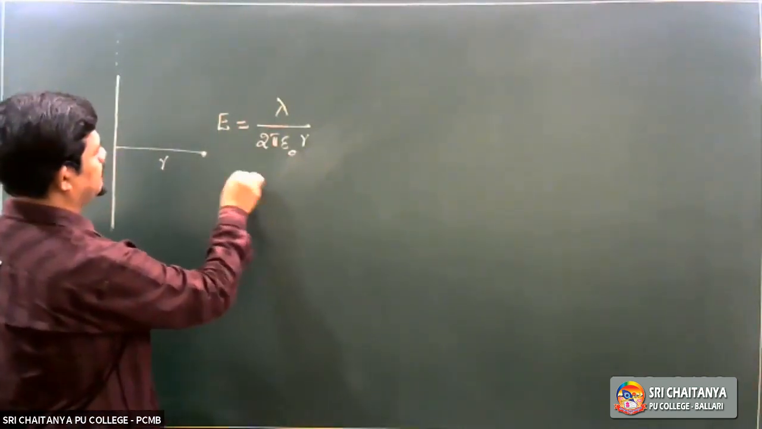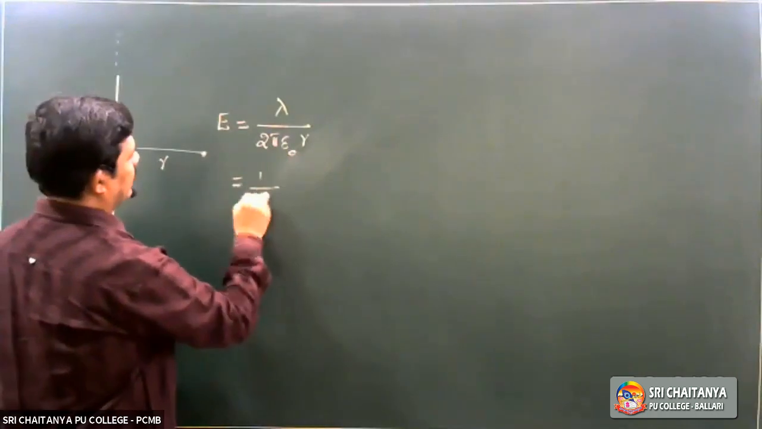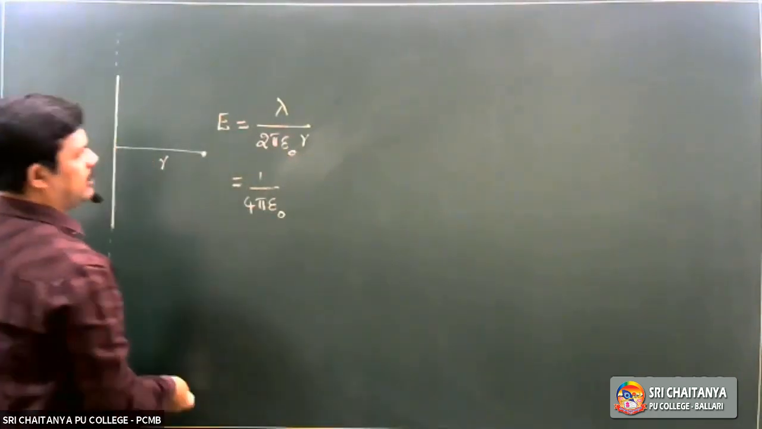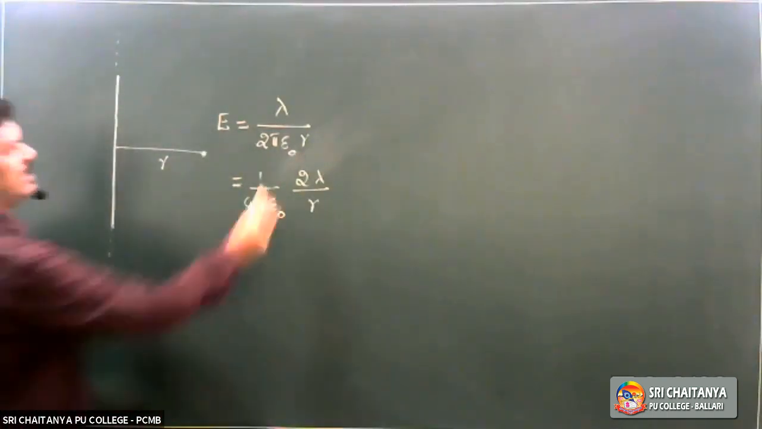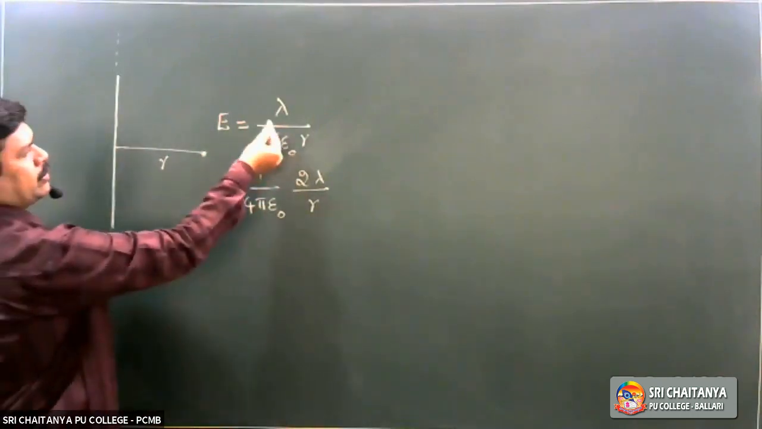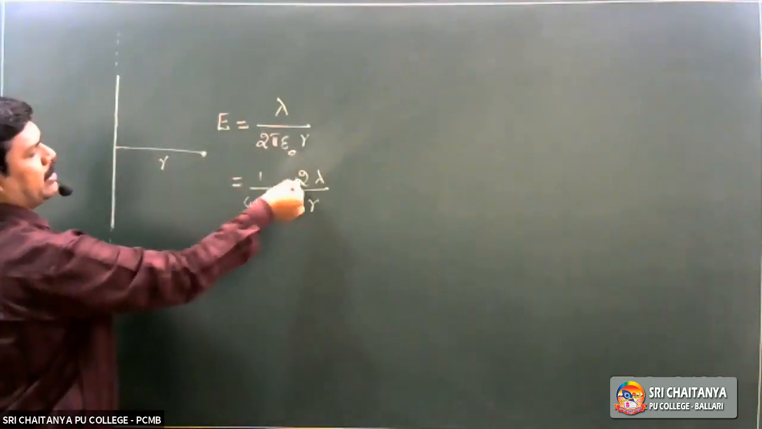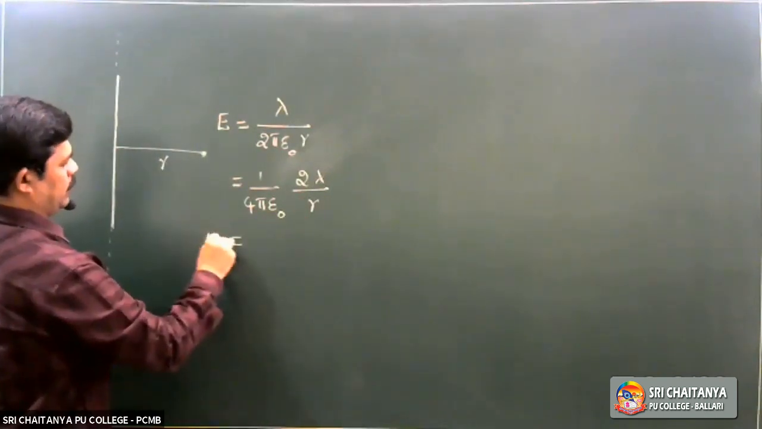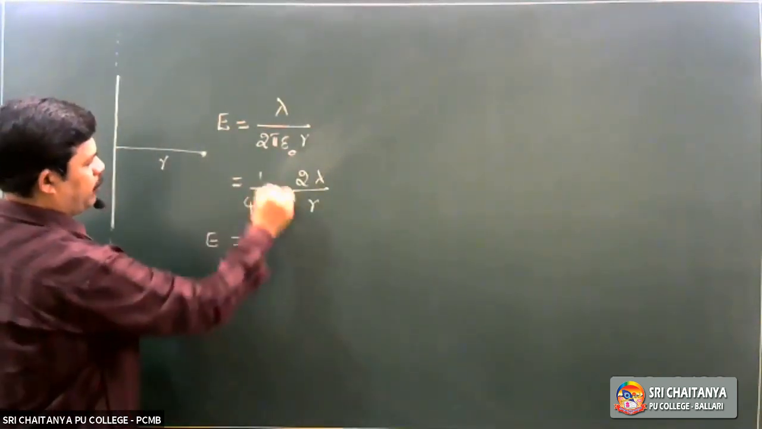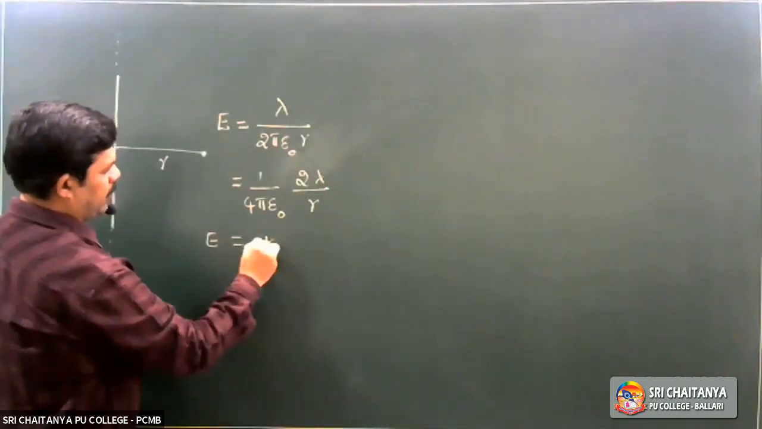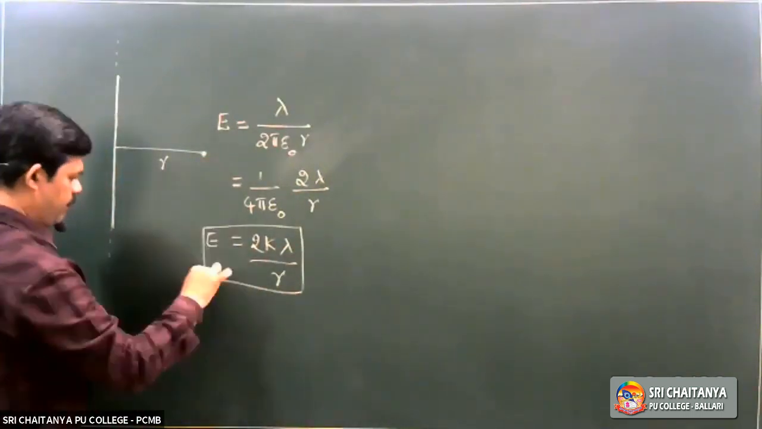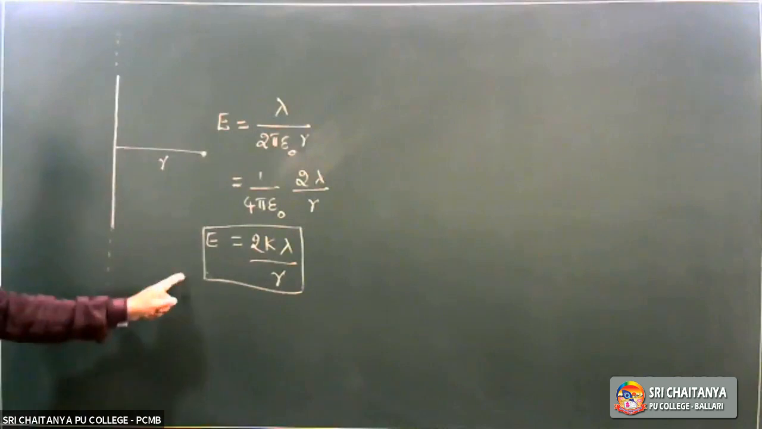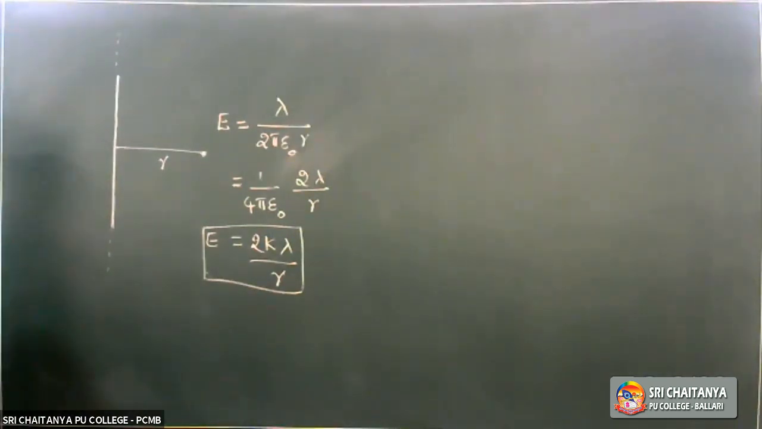Sometimes they give this formula. Can I write it like this? 1 by 4 pi epsilon naught, lambda by r, I just multiplied and divided by 2. What happens? This is 2 into 2, so 4 pi epsilon naught, 2 lambda by r. So E is equal to 2 lambda times 1 by 4 pi epsilon naught. If you take it as K, E is 2K lambda by r. Right? On this, generally we get some problems.